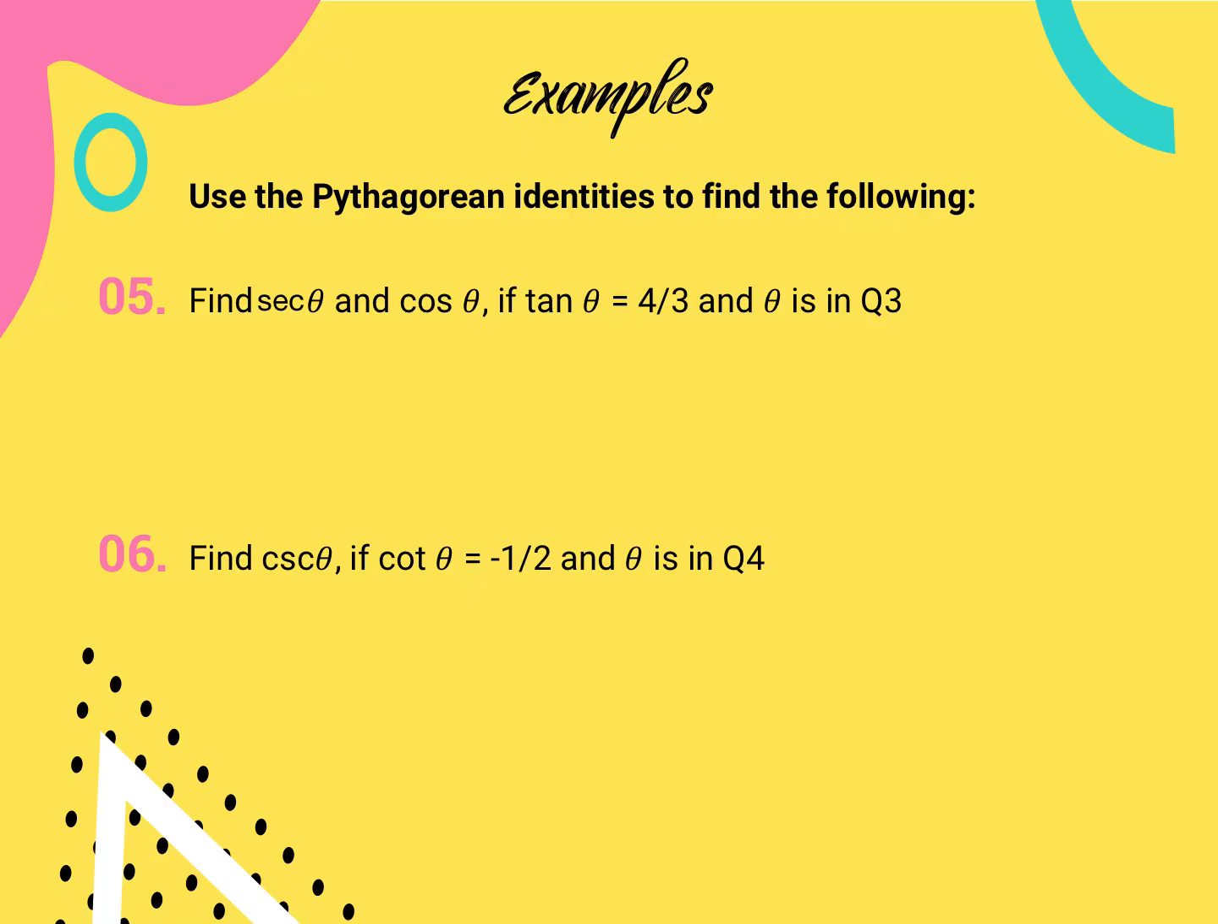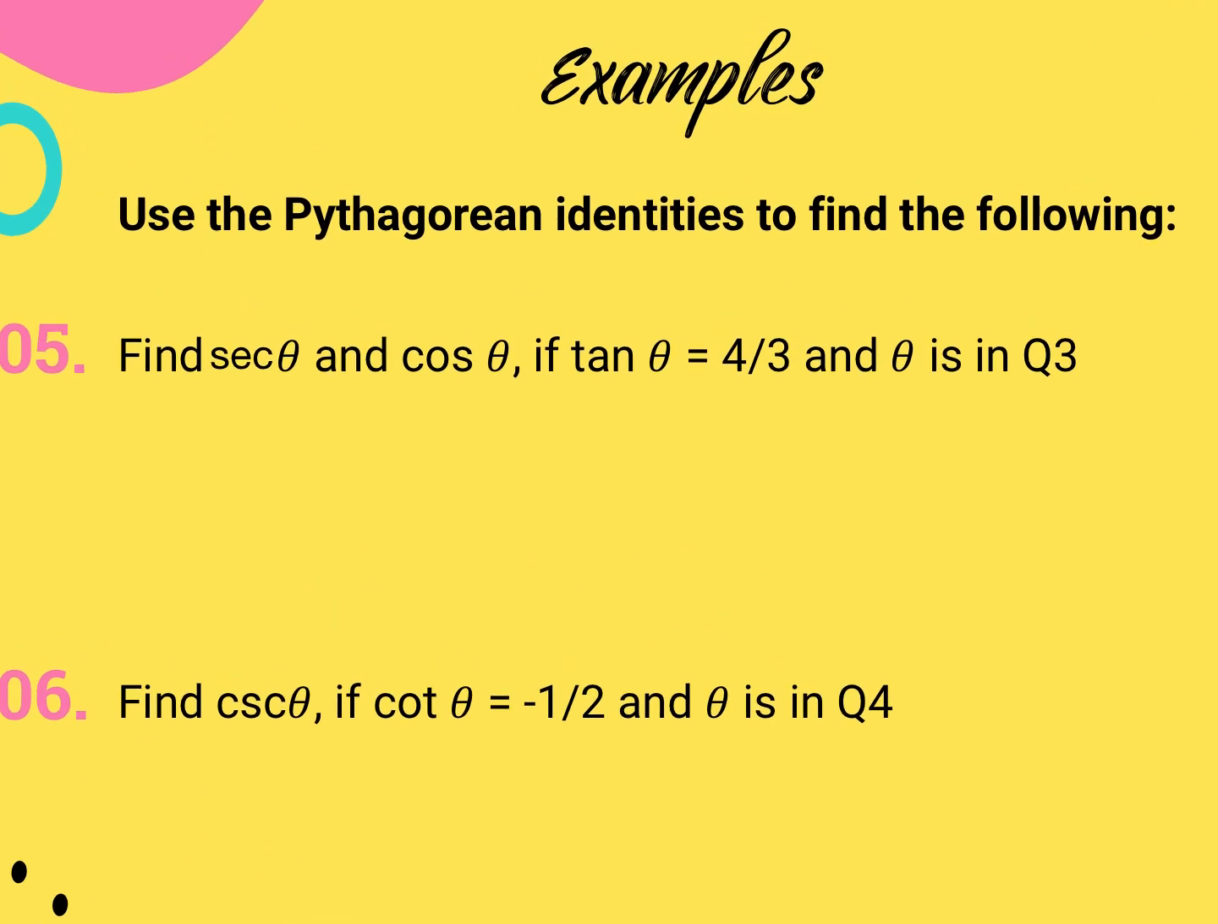It says find secant and cosine if tangent is equal to 4/3. All right, well, we want to find two different things. The first thing is we want to find something that relates to tangent. If you look at your identities, you can look at them, you don't have to memorize them. Is there anything that we can do with tangent that would get us either a secant or a cosine? And there is.